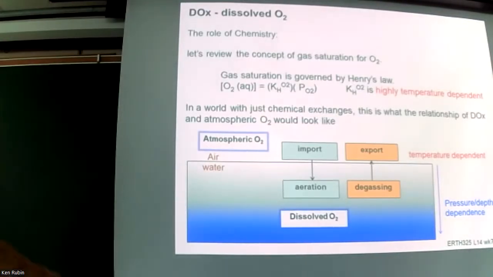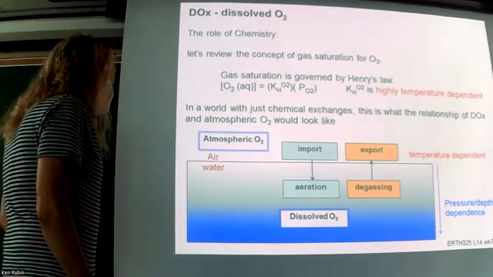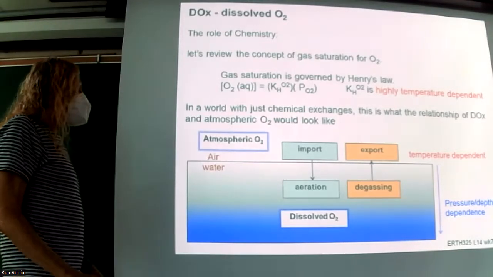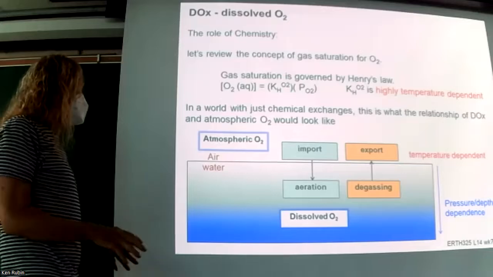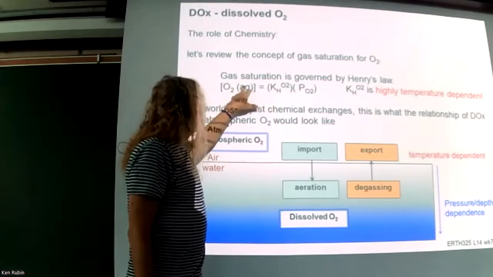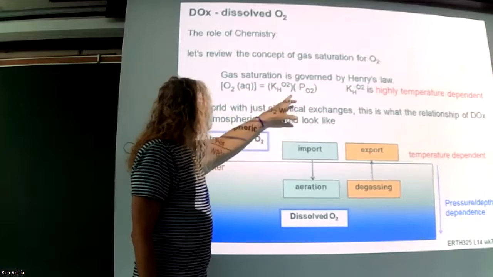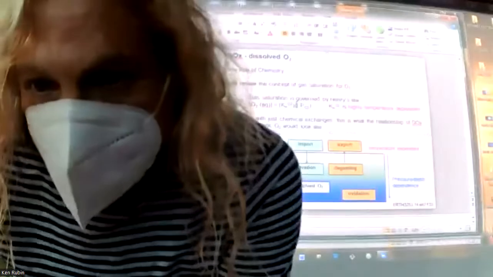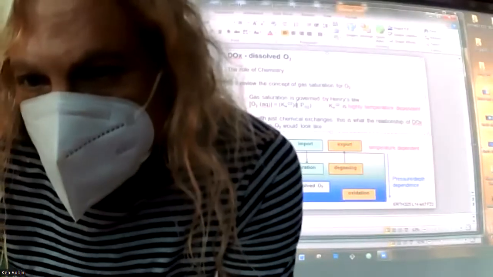So the first thing to talk about is dissolved oxygen. Here is a schematic of a lake that has very little biological activity, so that the dissolved oxygen is primarily a function of Henry's law, right? And I'm just noticing a little bit, there should be a divided by sign in there. So fixing that.